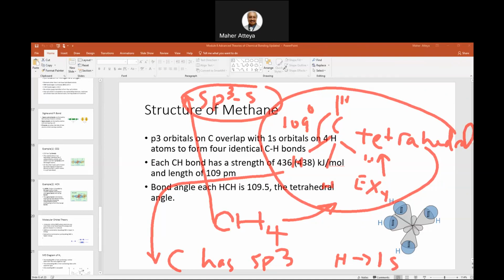So this is the bonding here, or the hybridization, or the overlapping between bonds, is sp3-s: s from hydrogen and sp3 from the carbon. And sp3 means you have a shape of tetrahedral. The angle is 109. Let's take the second one, another example.